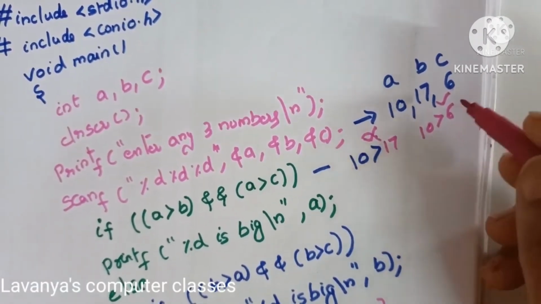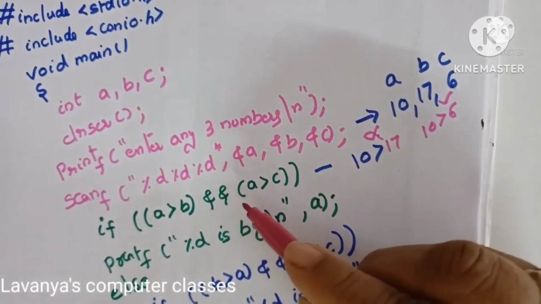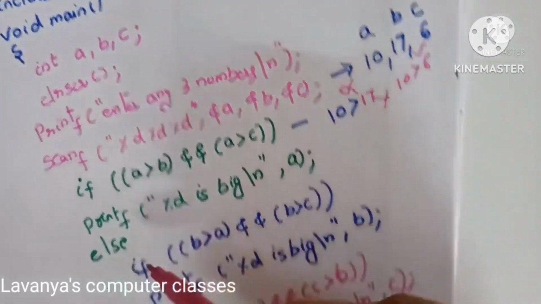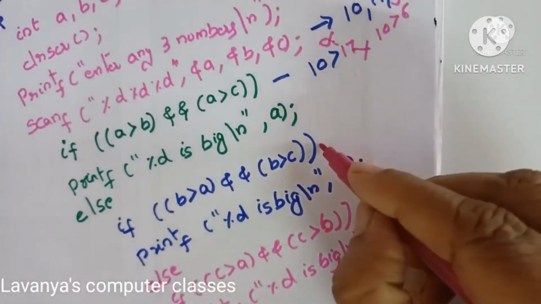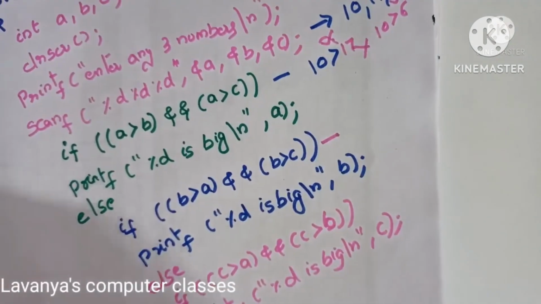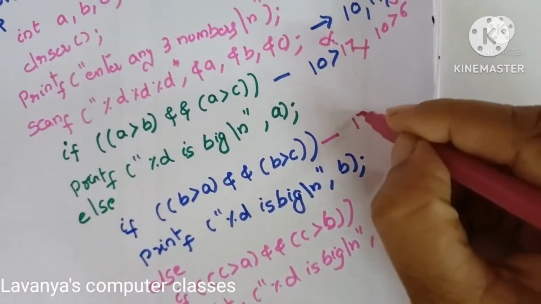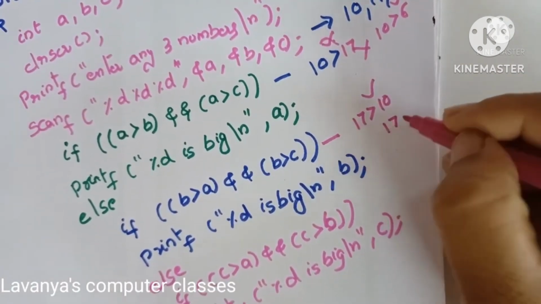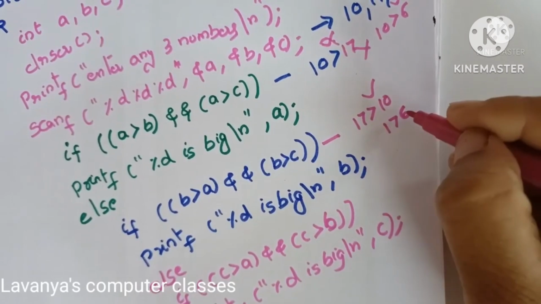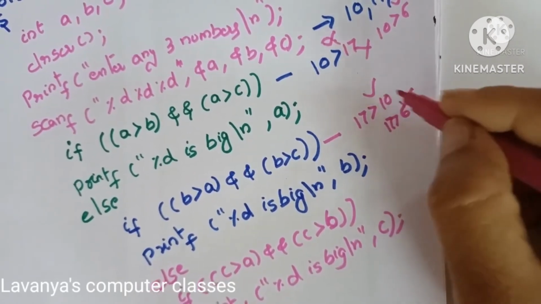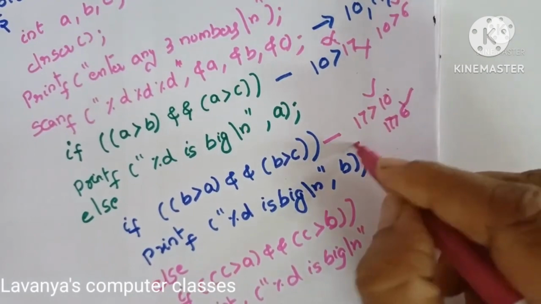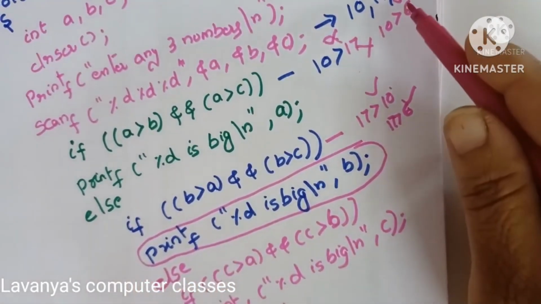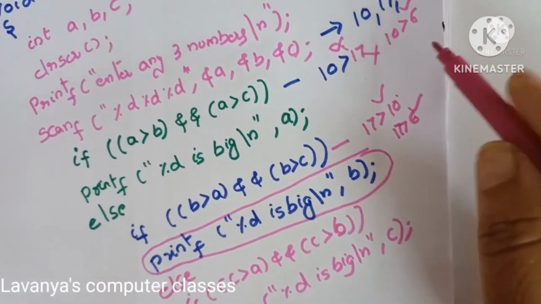So one condition is true and one condition is false. But AND means all conditions must be true. That means this is not true, so we go for the else part. In the else part: b greater than a. What is the b value? 17. 17 greater than a value 10, true. And 17 greater than 6, c value is 6, this is also true. Both conditions true, then the result is true. So according to these numbers, the answer is b is big, that means 17 is big. So like this the program is working.